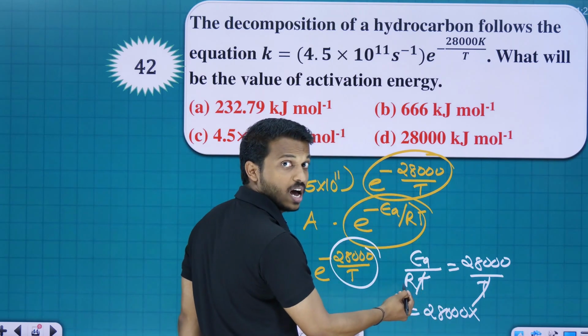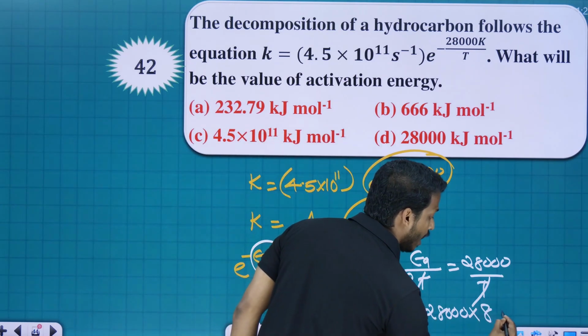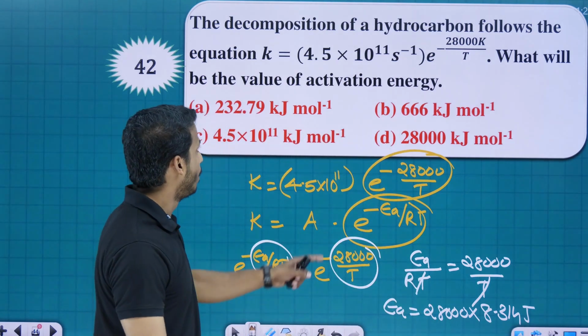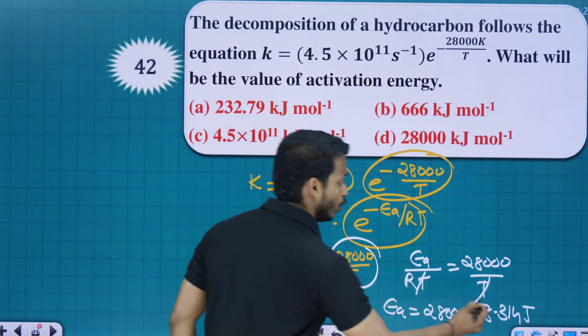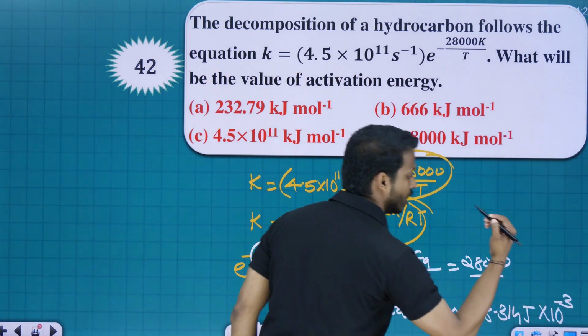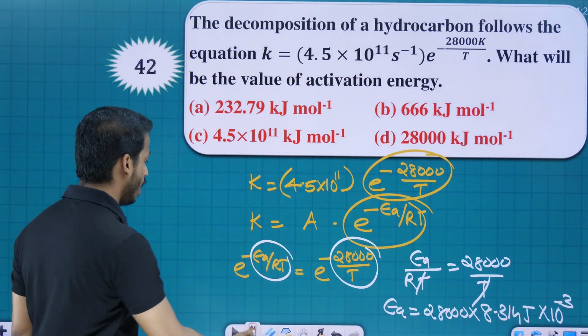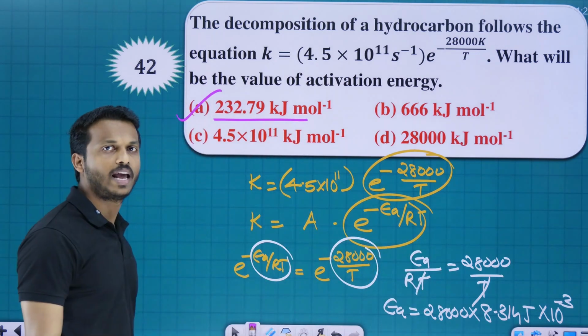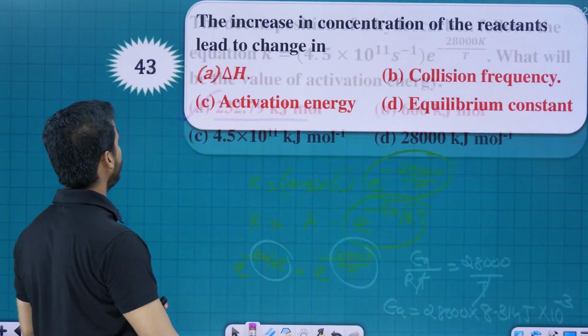28,000 into what is R? That is the universal gas constant, 8.314. It is in joule, right? Joule Kelvin inverse mole inverse. But the answer is given in kilojoule. So you should multiply with 10 raised to minus 3. Then only joule becomes kilojoule. Check it, all of you. The value will be around 232.79 kilojoule per mole.